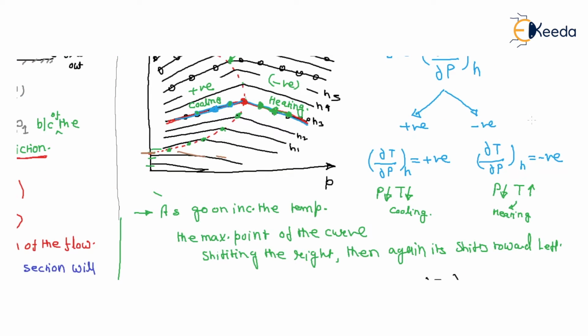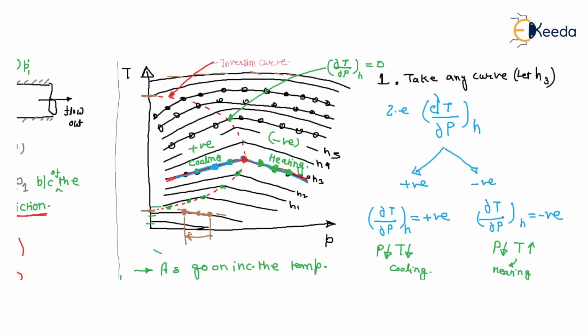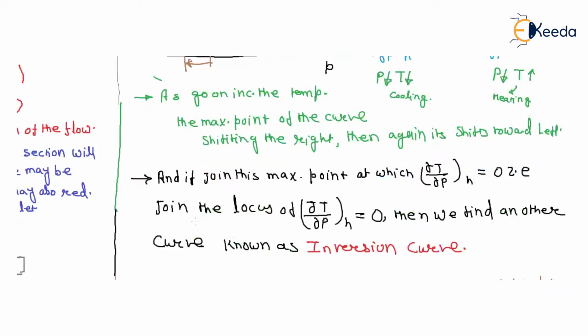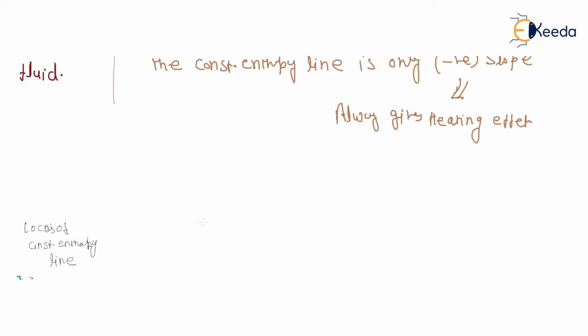If you have this point, initially P1 and T1, and you throttle it, that means you reduce the pressure, its temperature will increase. So it is a heating line. So above and below the inversion points, there is always heating. There is no chance of cooling.